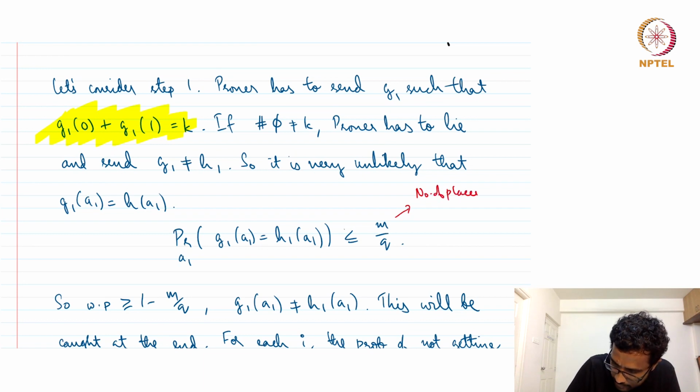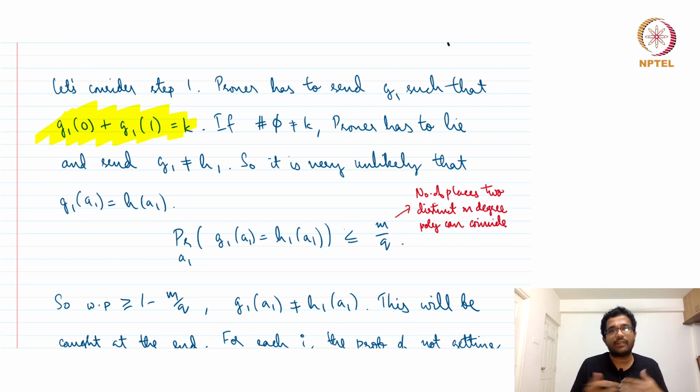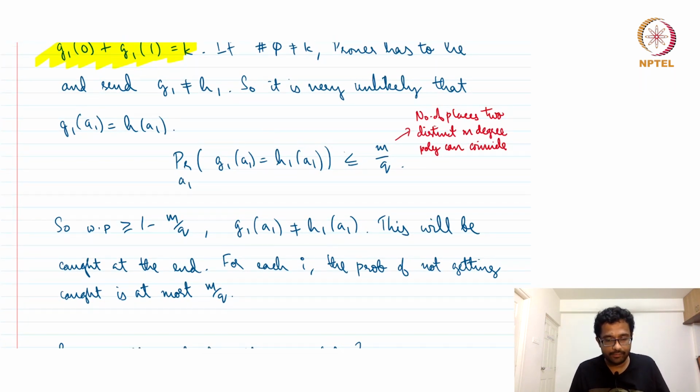The number of places where two distinct degree m polynomials can coincide is at most m, because they are degree m, they can have at most m roots. And the choice of a1 is over q values. F_q has q values. So the probability of the prover getting lucky is m by q. So this is the probability that he gets lucky in round 1. With probability 1 minus m by q, he is not going to get lucky, right?